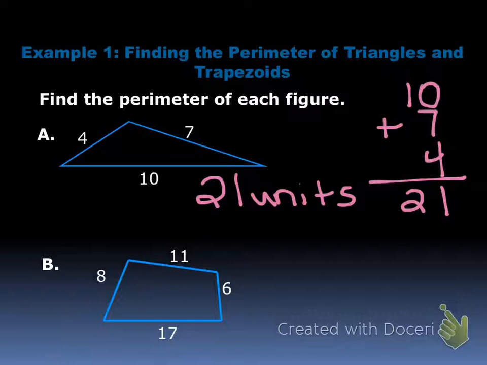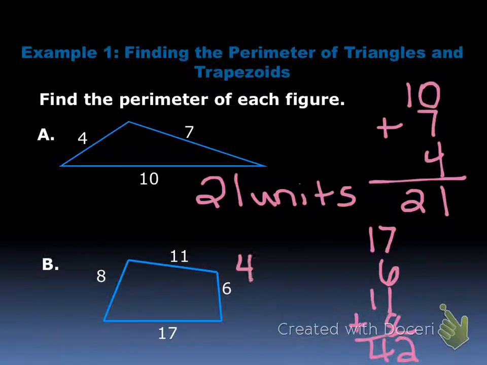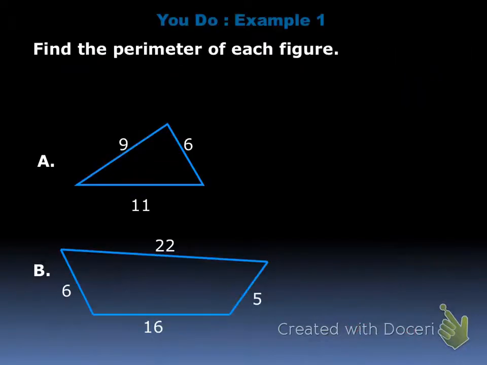Again, to find the perimeter of a trapezoid, all we're going to do is add all the sides together. So we're going to have 17 plus 6 plus 11 plus 8. When we add those all together, we get 42. So the perimeter of B here is 42 units. For these next two, pause the video and try these two by yourself.